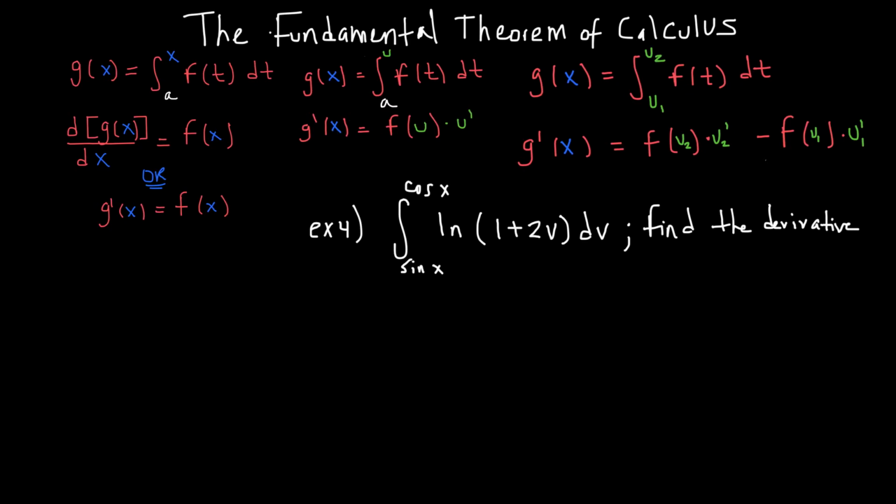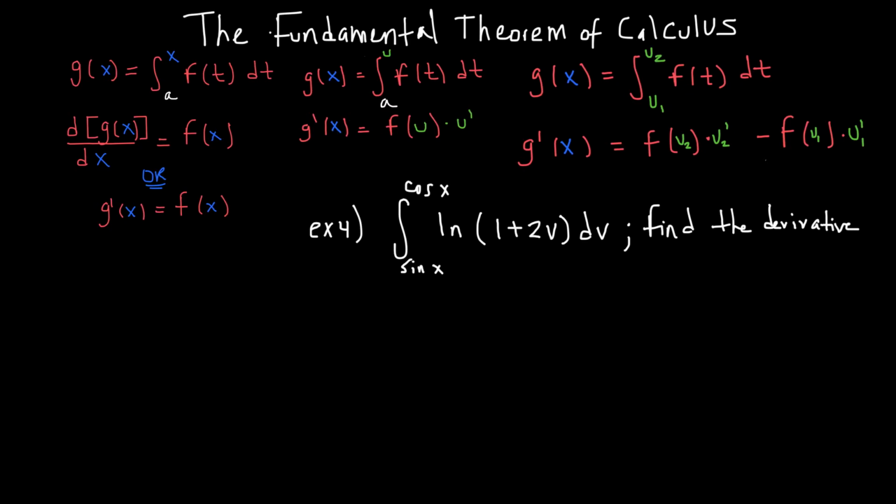Now, you could actually do this the long way. You could take the integral of ln, because we know how to take the integral of ln of an argument, right? It'd be 1 over this argument and then divided by the derivative of that argument. And then you would have to evaluate from sine x to cosine x, and you would do upper limit minus lower limit. And you would actually get a kind of lengthy expression. And then you could take the derivative of that. But let's not do that. It's going to take too long. Let's just follow what the theorem says.